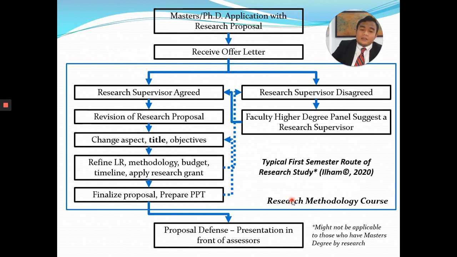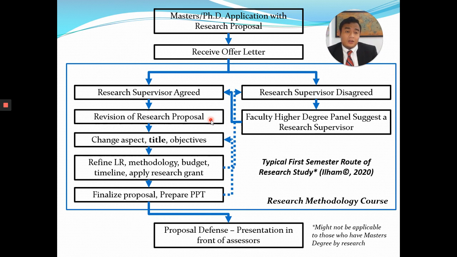So normally, this is the flow chart which I've constructed. So you start your master's and PhD application with a research proposal, and then you receive an offer letter. So in some cases, the research supervisor does not agree. So if they agree, it will go to the faculty higher degree panel, and they will suggest a new research supervisor. So it will go to research supervisor agree, and then you have to revise your research proposal.